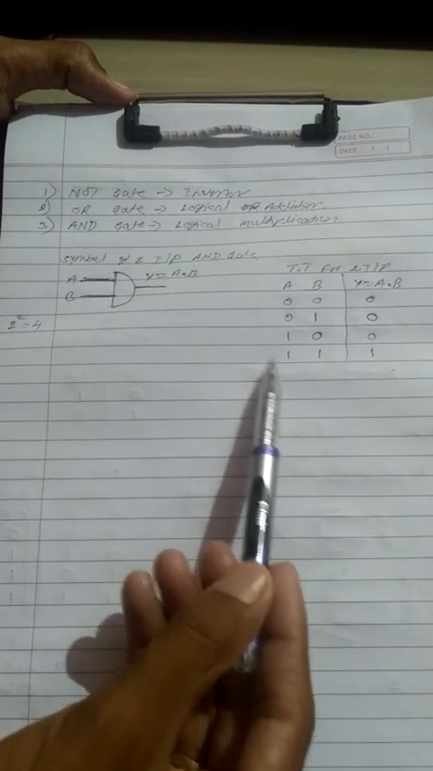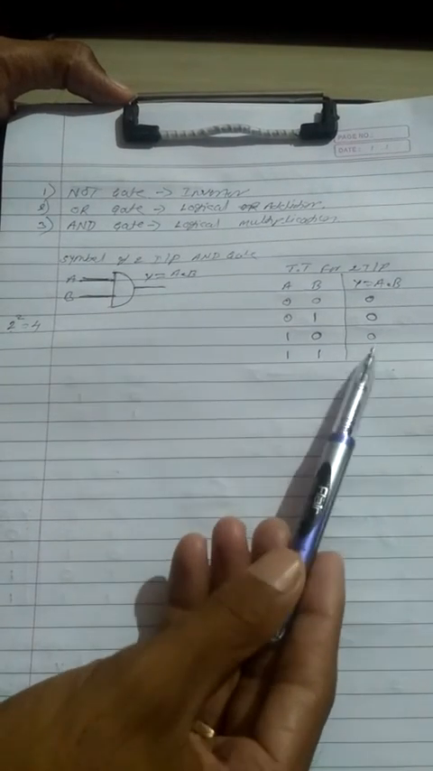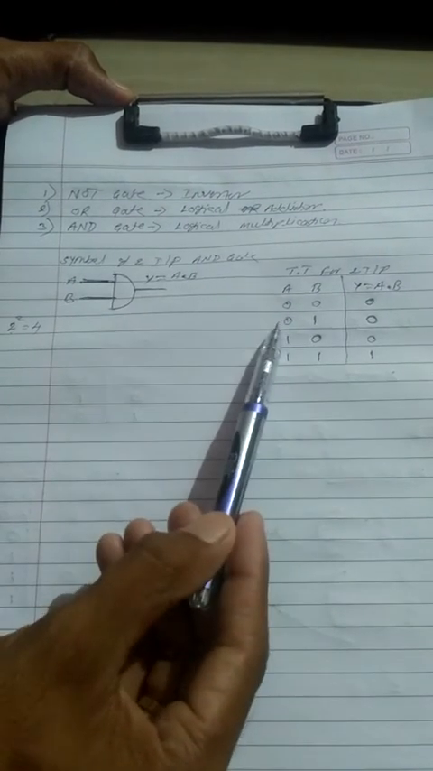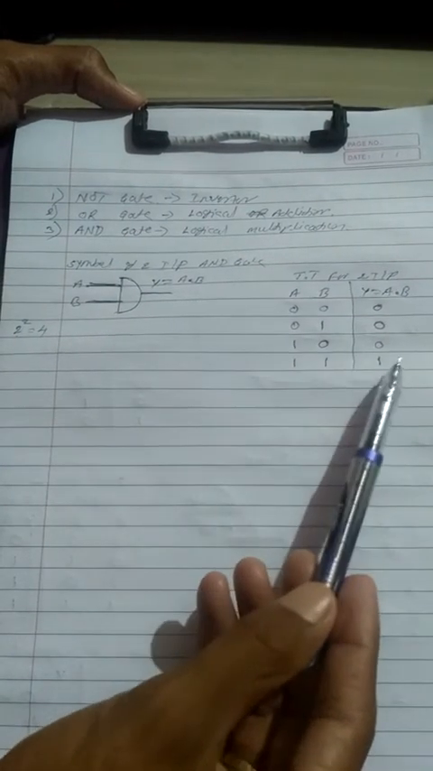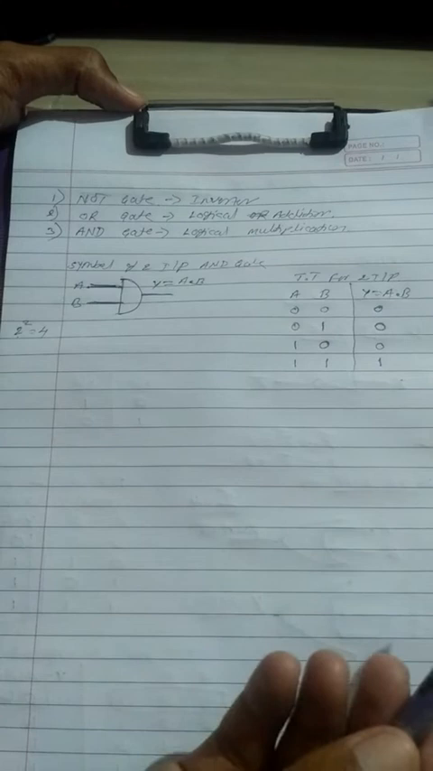So see, when all the inputs are 1, then only the output is 1, otherwise it is 0. If any one of the inputs is 0, then the output is 0. When all the inputs are high, then only the output is high. High means 1. If all the inputs are 1, then only the output is 1. If any one of the inputs is 0, the output will be 0. So this is the two-input AND gate truth table.